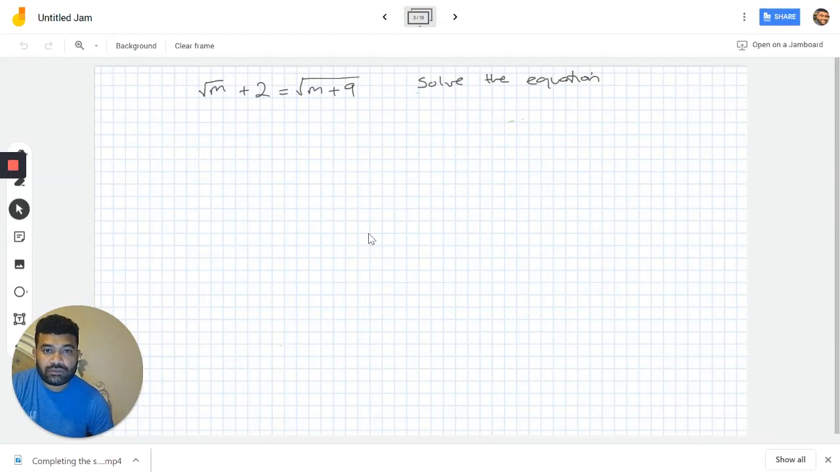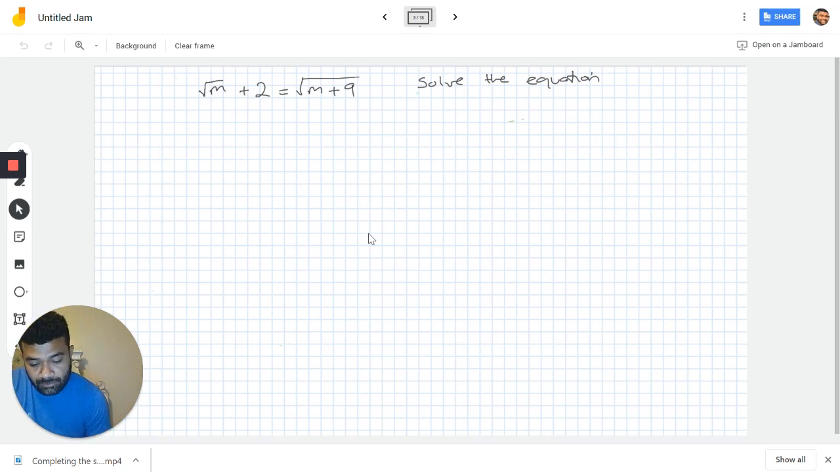Solve the equation root of m plus 2 is equal to the square root of m plus 9. I came across this question, so I thought that I would share how to solve this particular equation. It's very interesting. This is how I will go about solving this equation, with the square root present, and there's just a constant, and then equals to a square root of a variable and a number within a square root.